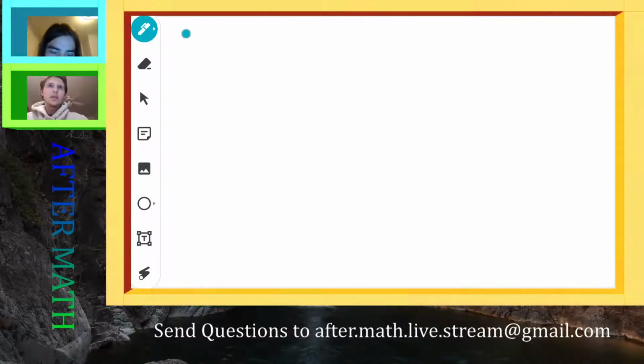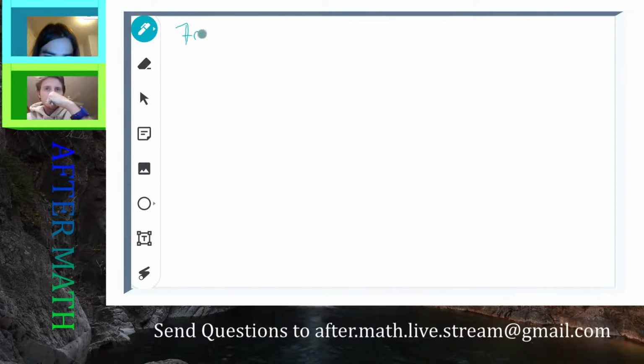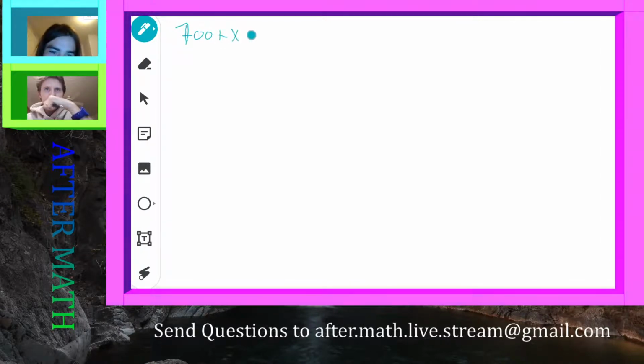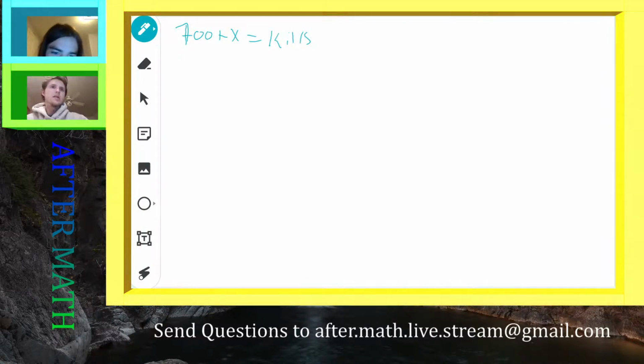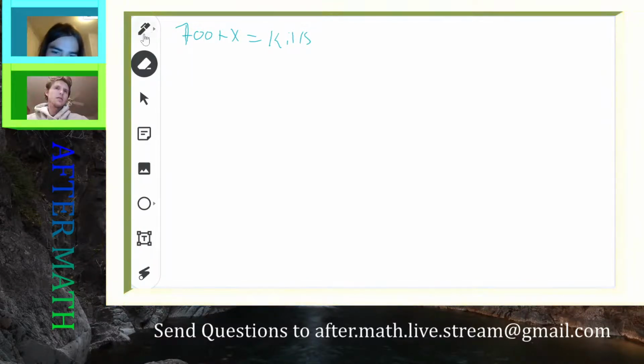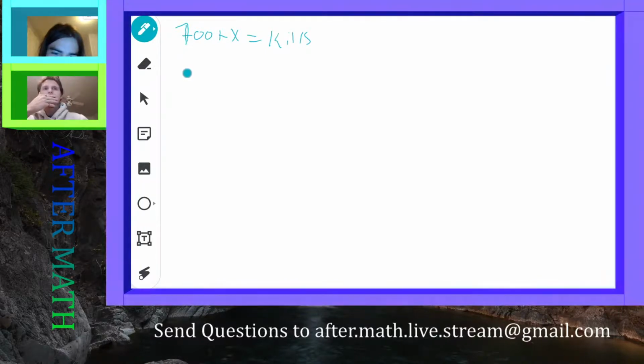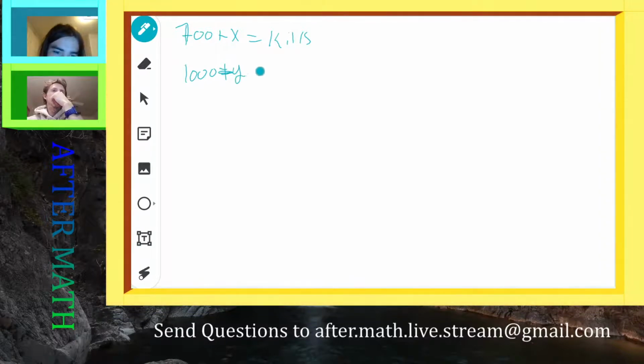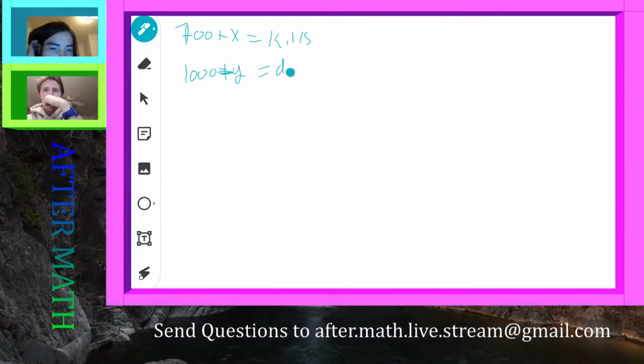Okay. So I wrote a system of equations. I wrote 700 plus x equals total kills, right? And then I have 1,000 plus y equals, except I think we're going to have one too many variables. We've got a ratio between x and y, so we've got our three equations.